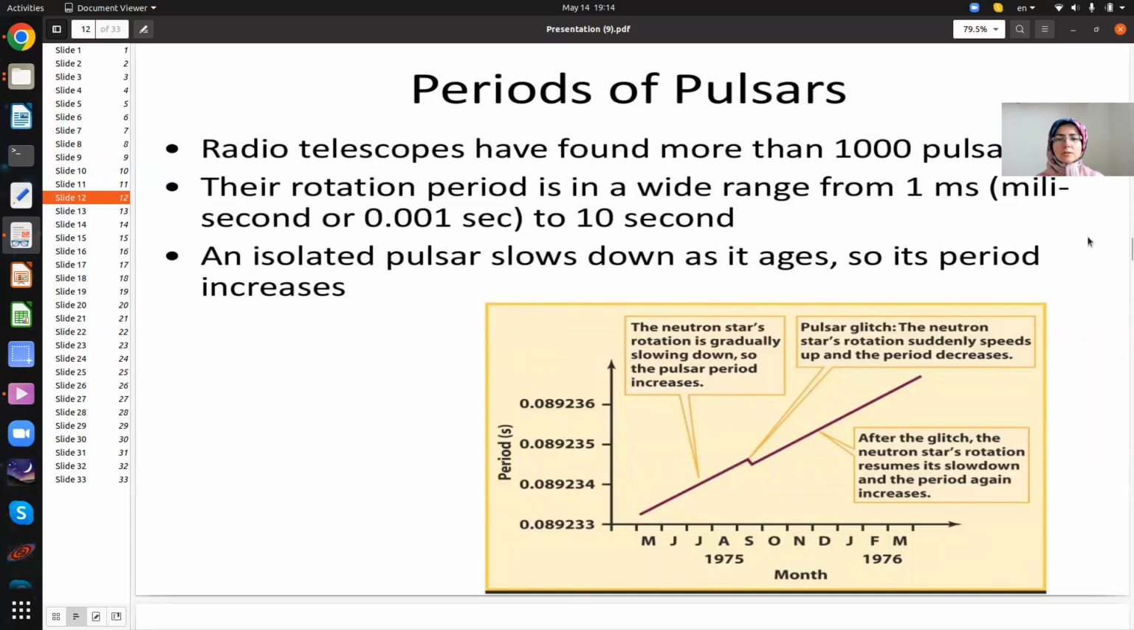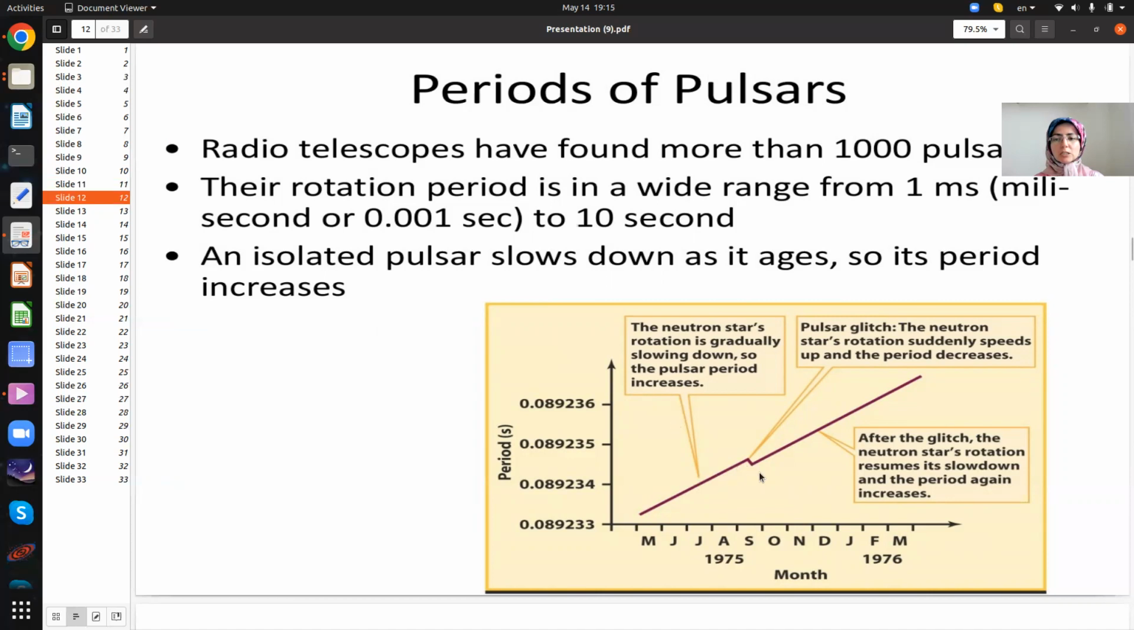Periods of pulsars. Radio telescopes have found more than 1,000 pulsars, and their rotation period is in a wide range from 1 millisecond, or 0.001 second, to 10 seconds. An isolated pulsar slows down as it ages, so its period increases. And you see here the neutron star's rotation is gradually slowing down, so the pulsar period increases.